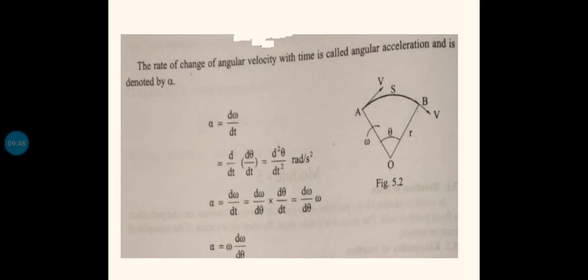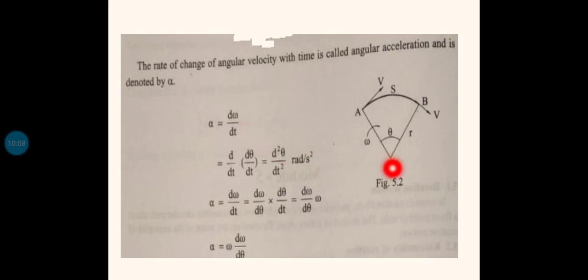Now the rate of change of angular velocity with time is called angular acceleration, and is denoted by alpha. This also same thing we have studied in the rectilinear motion. Acceleration is nothing but rate of change of velocity. So here in this case, angular acceleration alpha is rate of change of angular velocity omega. So alpha equal to d omega by dt.